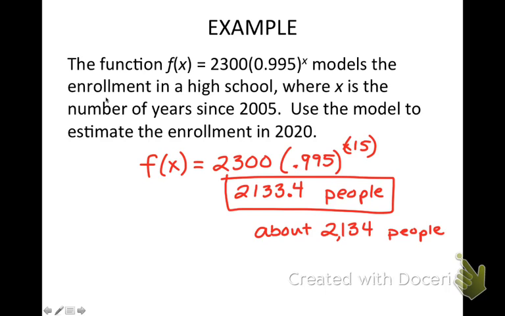That's it. The word problems aren't hard. You just have to figure out what value to put in for x. That's how many years it is from 2005 to 2020. That's it. Okay? All right.